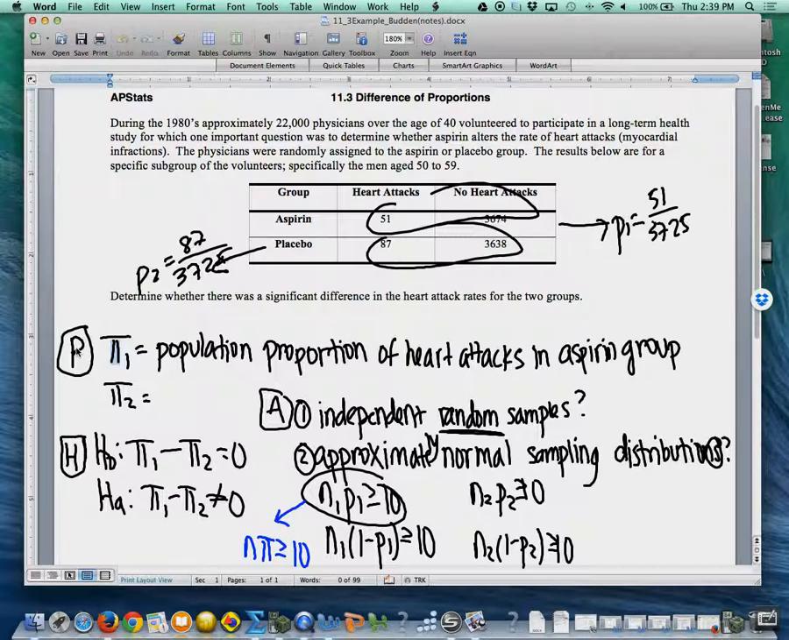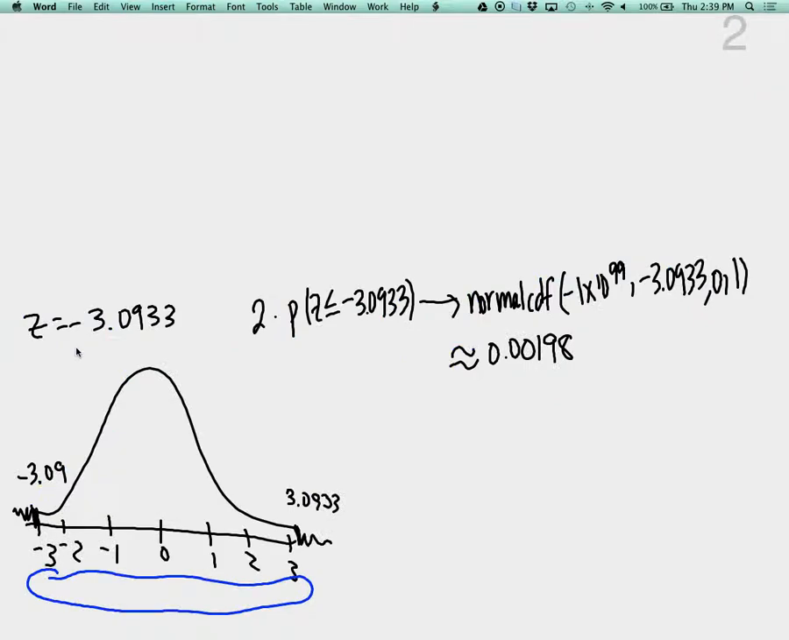Okay. Going back to what we just did, based on this p-value, are we going to reject or fail to reject? Reject. What does that tell us about the difference in heart attack rates for the two groups? There's no significant difference. Not quite. Do we reject or fail to reject? Reject. Do we believe that there's a difference in the heart attack rates? Yes.